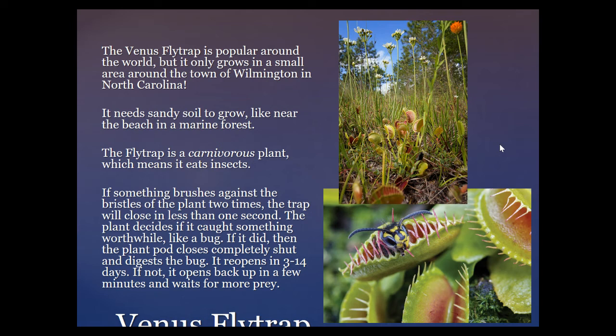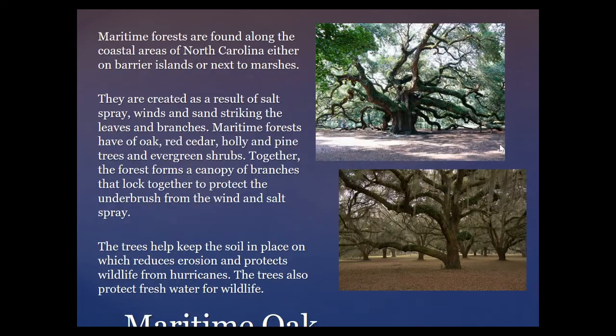So if it closed on something like a bug that the plant can eat, the plant closes completely and it traps the bug, and then it digests the bug. So it takes in the bug and it doesn't open again for 3 to 14 days. So it really depends on how big the bug is and how quickly the plant absorbs it or eats the animal. If it didn't get anything that it wanted to eat, then it opens back up in a few minutes and it waits for more prey. So a Venus flytrap is really cool because you don't hear about very many carnivorous plants or plants that can eat insects. That's pretty cool.